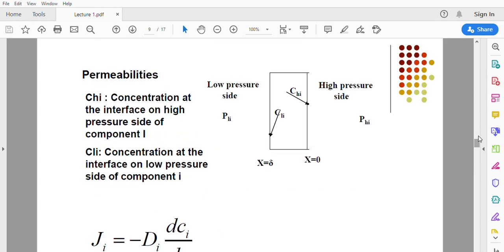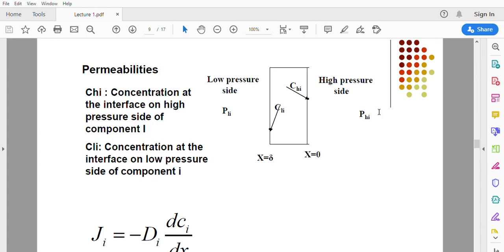So this is the diagram of the membrane based gas separation system. Here you have the high pressure side. Suppose i is a species, so the partial pressure of the ith species is phi. And here the low pressure side, which is the product side, the partial pressure of the ith species is PLi. So this is the coordinate system.